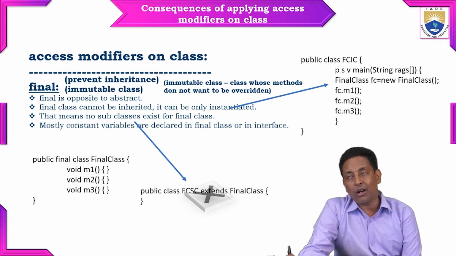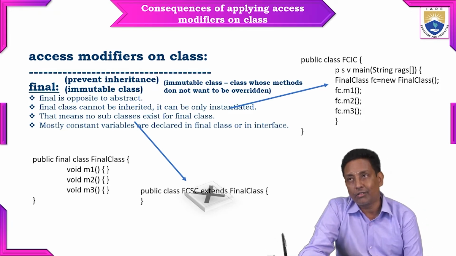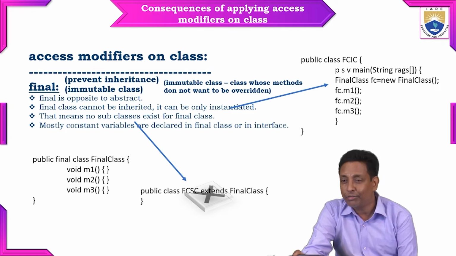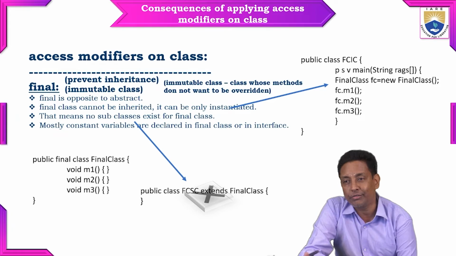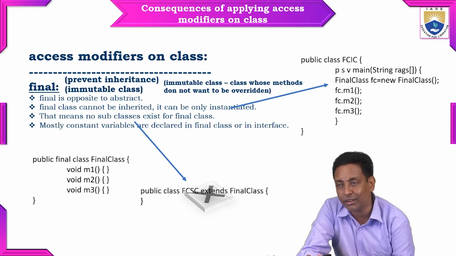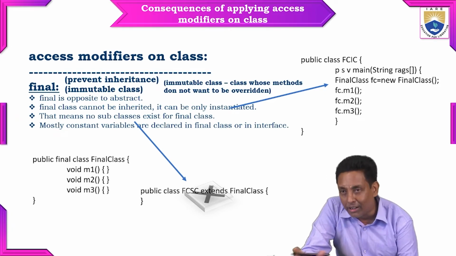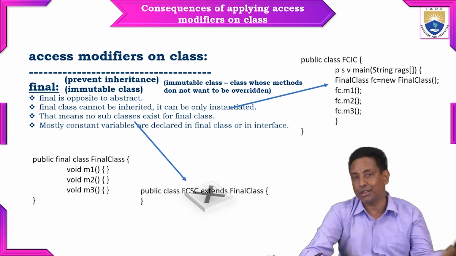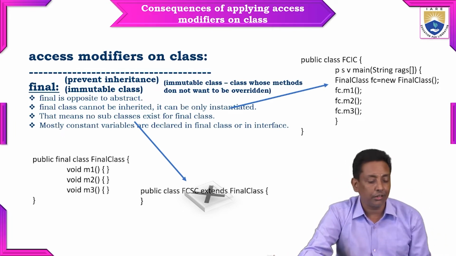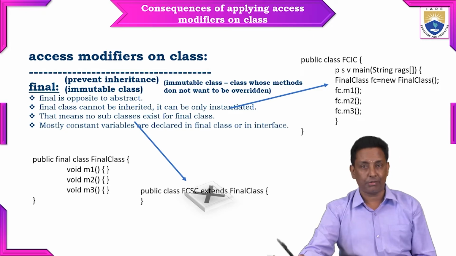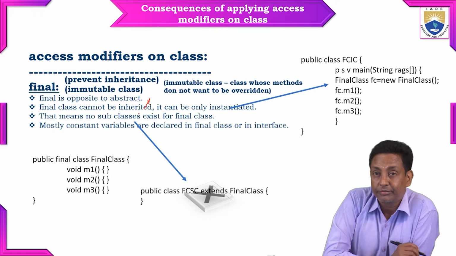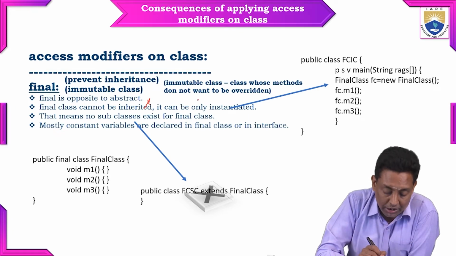But the access modifier combination that can work mostly is final and static. The final static combination will apply mostly on variables and functions. But the final abstract combination is completely wrong, because final and abstract are quite opposite, right? Final is opposite to abstract. So final classes cannot be inherited. They can be only instantiated.